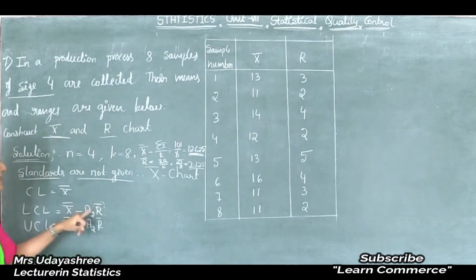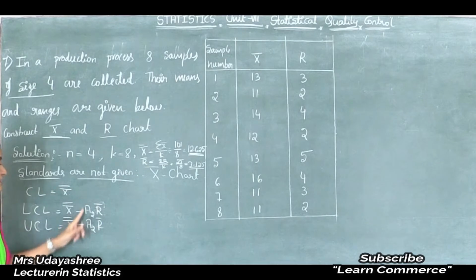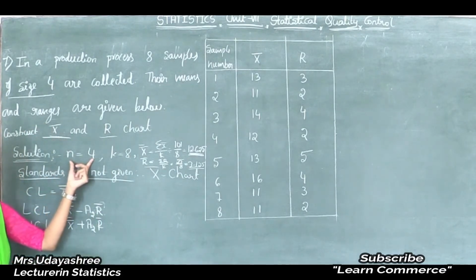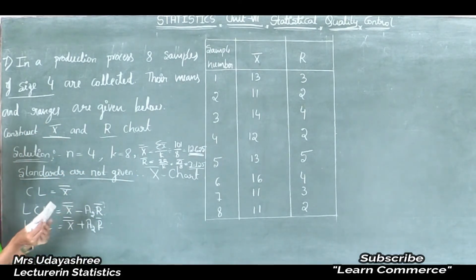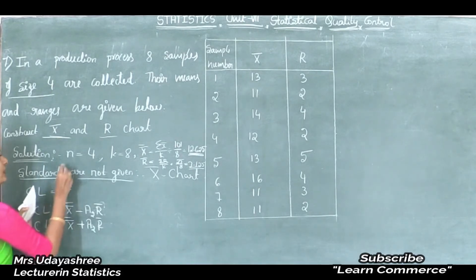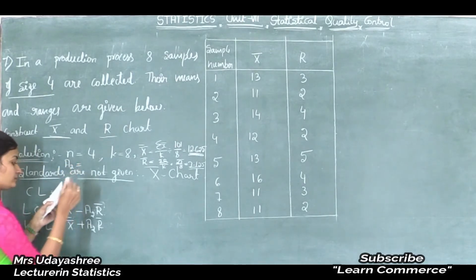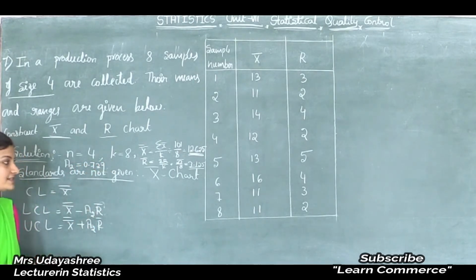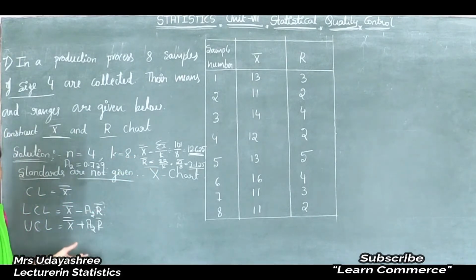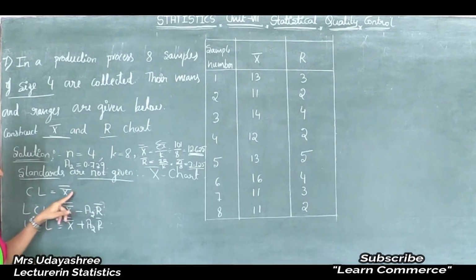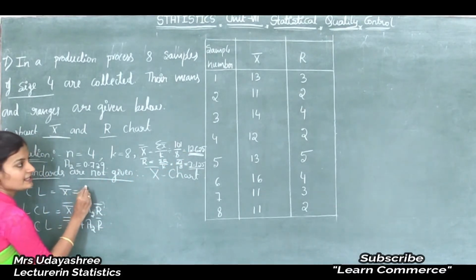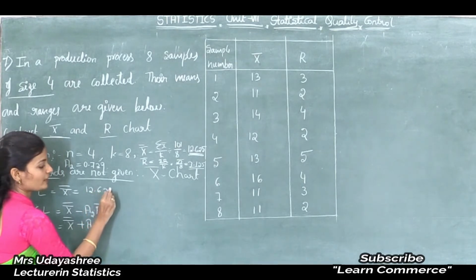Now we got X double bar and R bar. Next we need to find the table value. See here, A2 is a statistical constant in a table. Here small letter n is 4. So if sample size is 4, then what is the A2 value? A2 value is 0.729. Okay, now I will substitute all these observations in this formula. X double bar value is 12.625. So here the center line is 12.625.